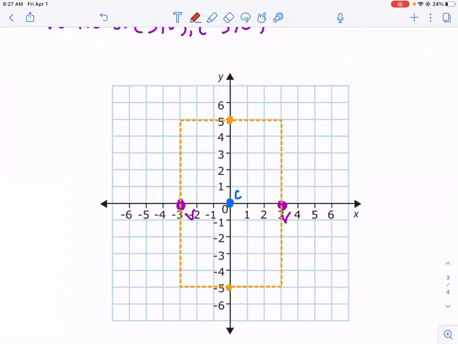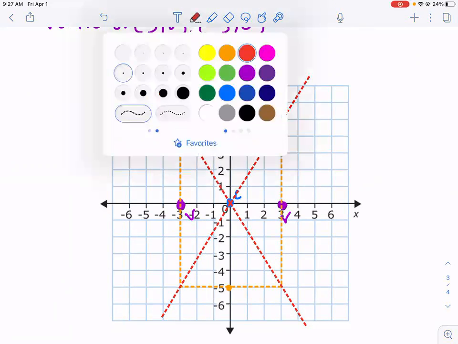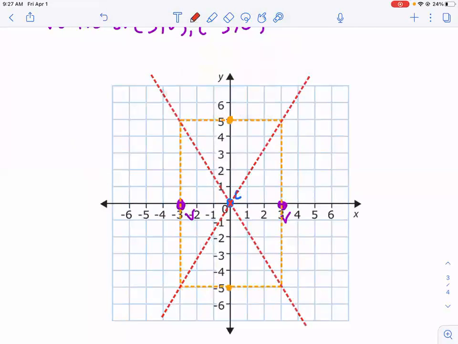What happens is our asymptotes are going to go through corner, center, corner, corner, center, corner. So let's go ahead and draw those asymptotes. And these can be a little bit darker pencil than your box.